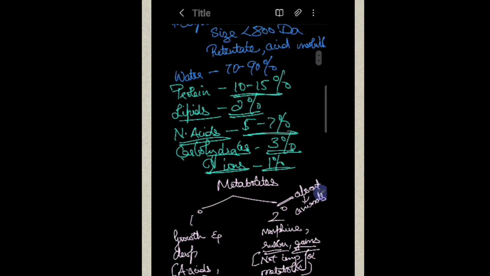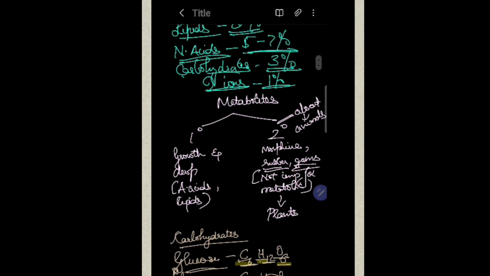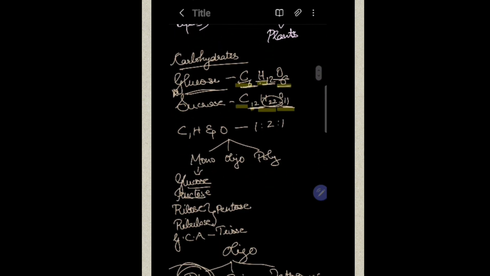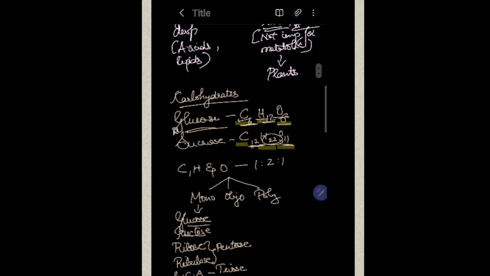Now metabolites are of 2 types, primary metabolites and secondary metabolites. Metabolites which help in growth and development are primary; those which do not help in growth and development but are only used for human welfare are secondary. Examples for primary are amino acids, lipids, and for secondary, examples are rubber, gum, concanavalin A, etc. Many examples are there, and they are absent in animals. They are present in plants only. Okay, we get them from plants. They do not do any metabolic function for the producer.